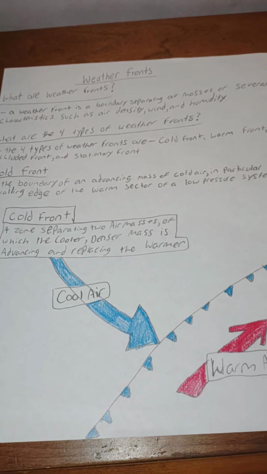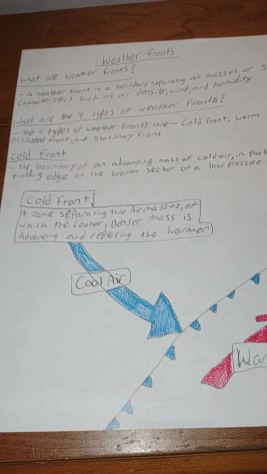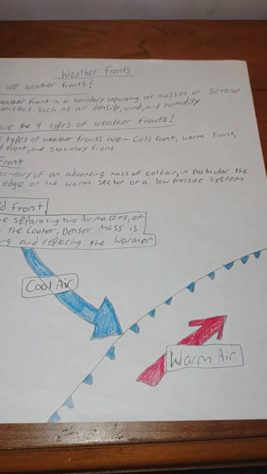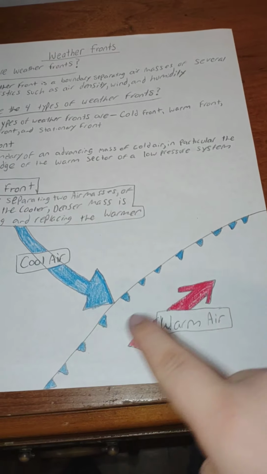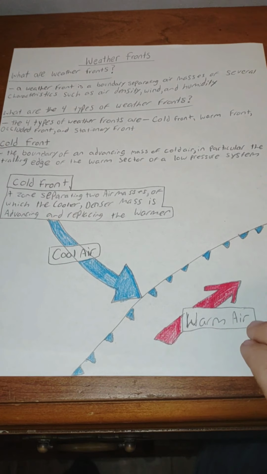Cold front. The boundary of an advancing mass of cold air, in particular, the trailing edge of the warm sector of a low pressure system. Here is the diagram. You've got the cold front moving in. It's going above the warm air.